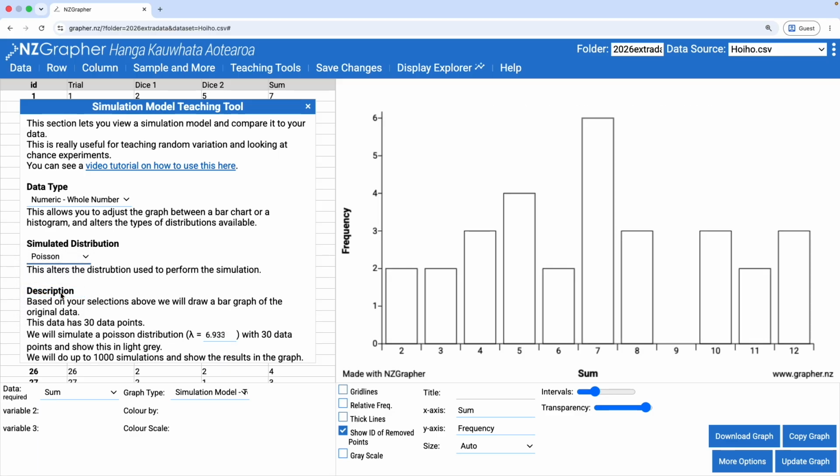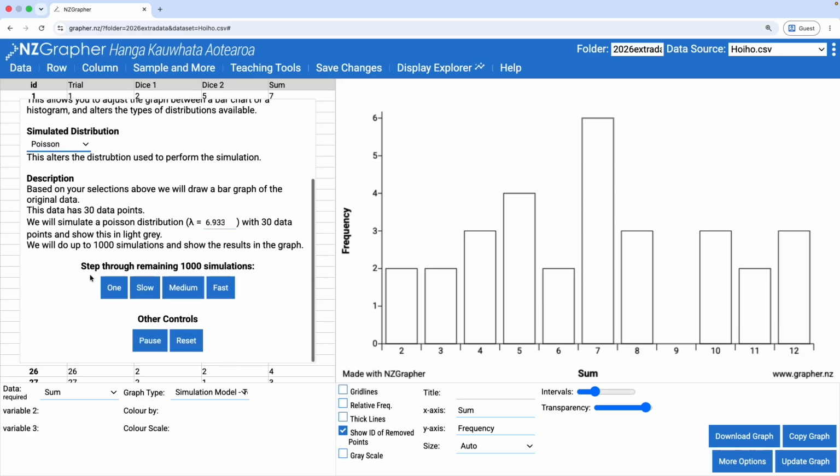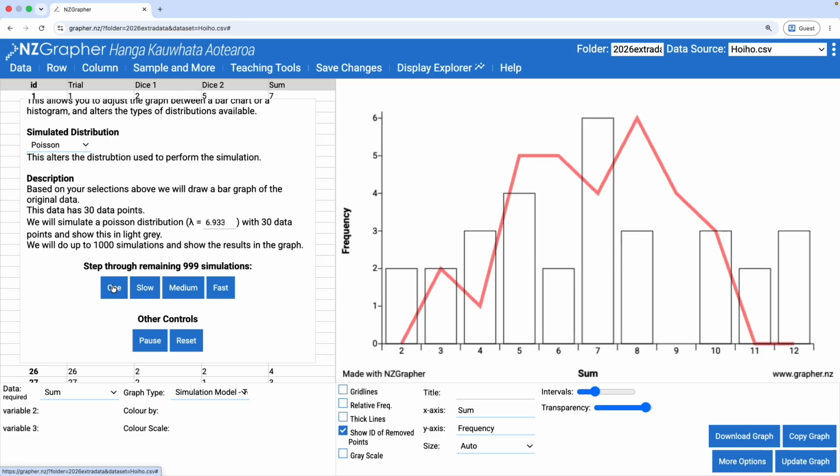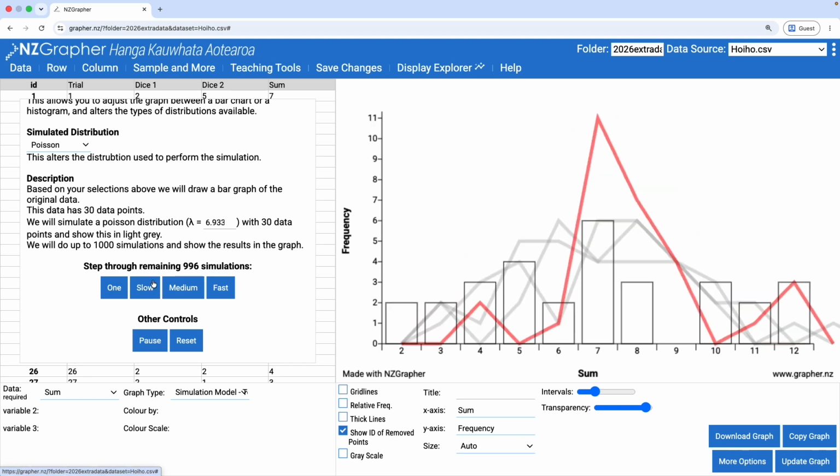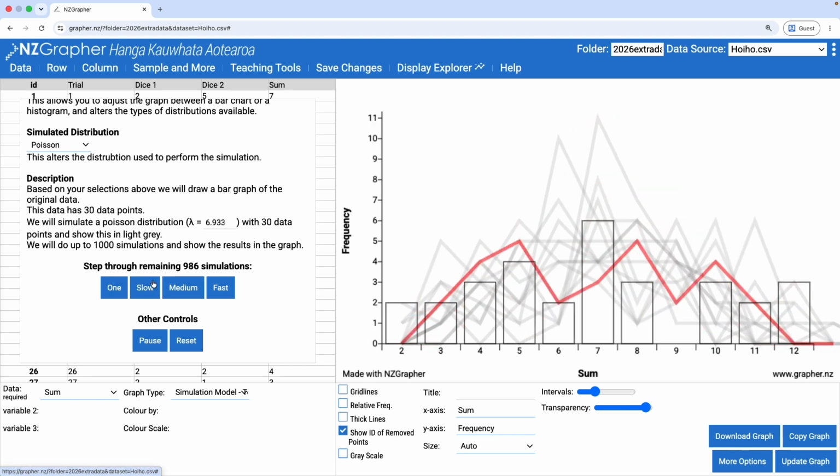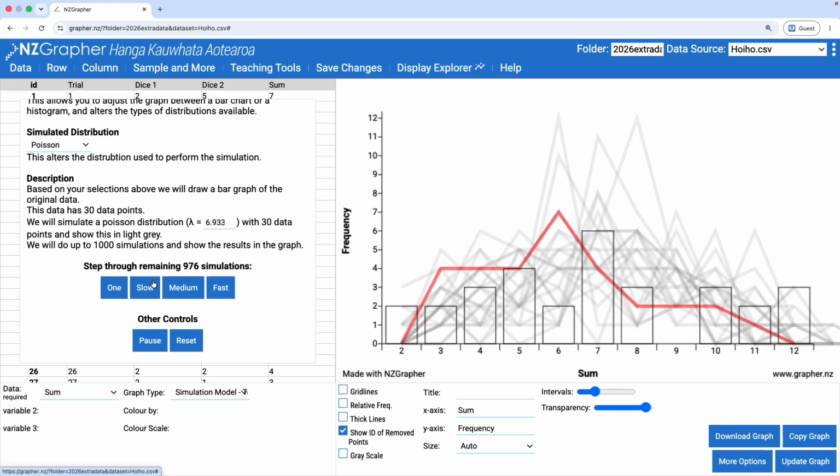So what we're going to do is simulate what would happen if we were simulating a Poisson distribution. And we're going to do it 1,000 times. So that's a Poisson distribution. We're going to do it slowly to start off with. The red line is the current one, the grey lines in the background, which are getting quite faint to see on the projector, are the different outcomes that we possibly could have got from the Poisson distribution.